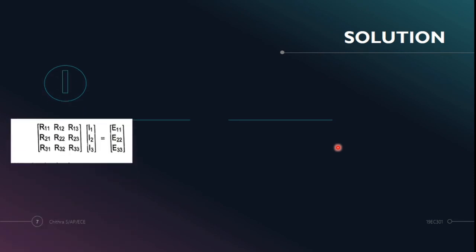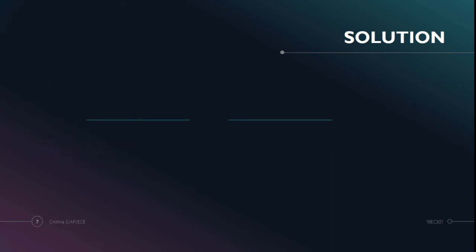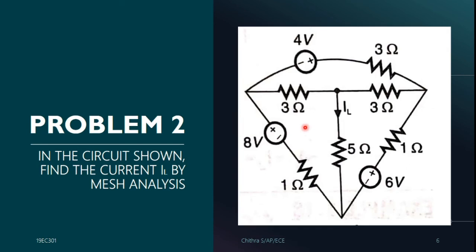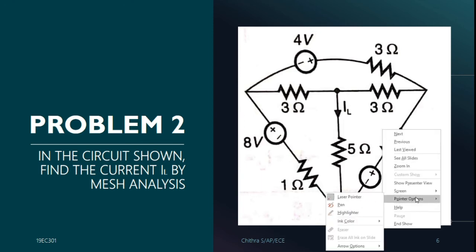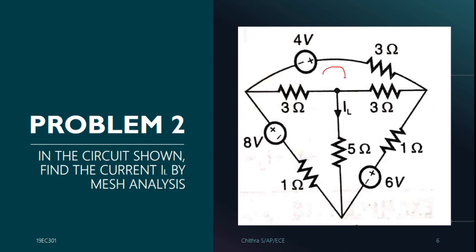So as usual, we write the general matrix. We have three closed loops here. If you see this circuit, this is one closed path, second closed path and the third closed path. Three closed paths means let us assume three currents. Let me assume the current in this mesh to be I1, in this mesh as I2, and in the third mesh as I3. So we are having three meshes here, and we are assuming three currents as I1, I2 and I3.